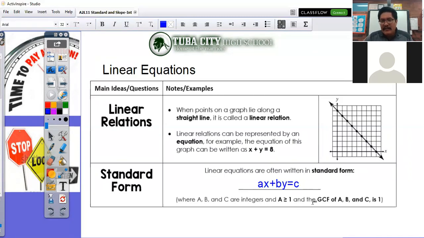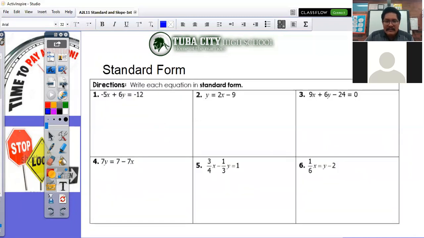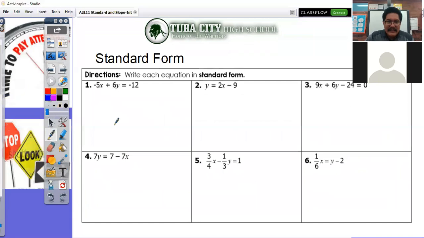Basically, it means that if you can divide all three of those by a number, then do it. It's kind of like simplifying or reducing fractions. But you have to check with all three of these numbers, A, B, and C. So let's go ahead and practice writing some of these in standard form.